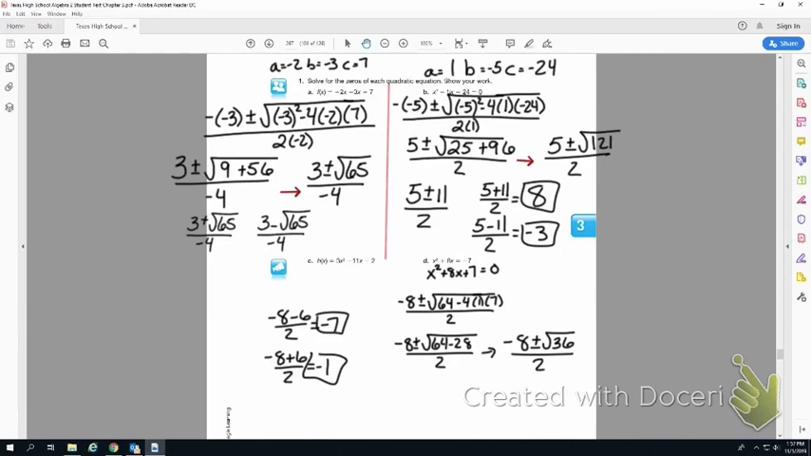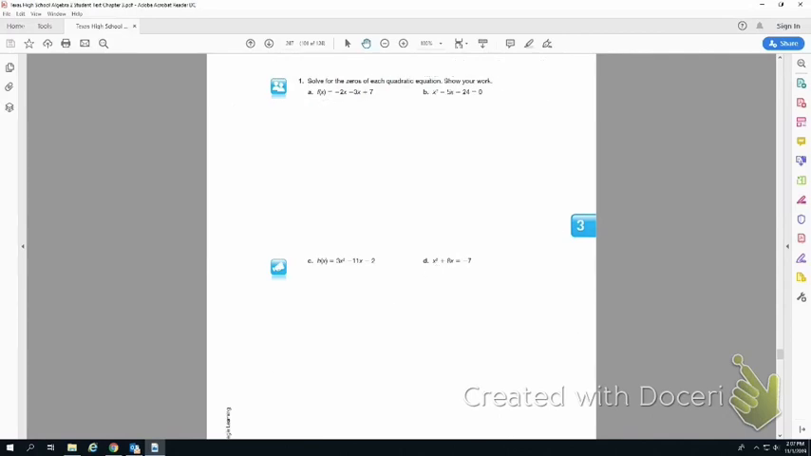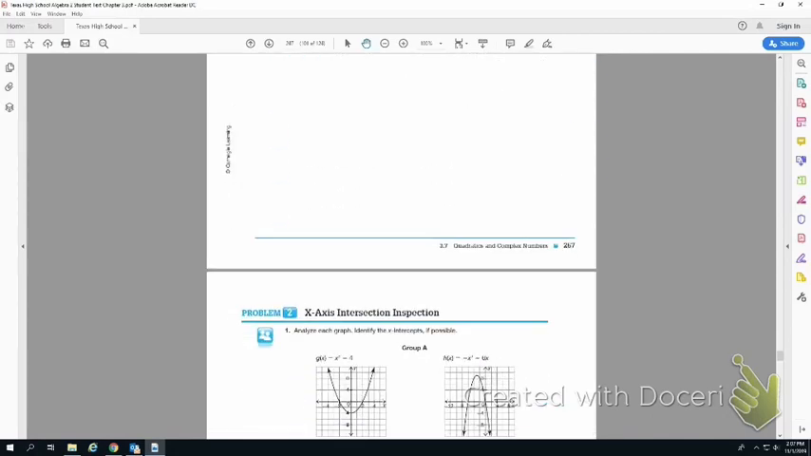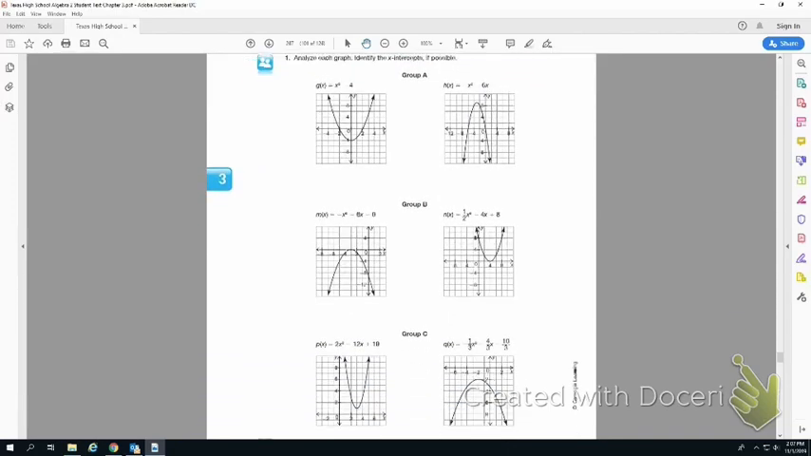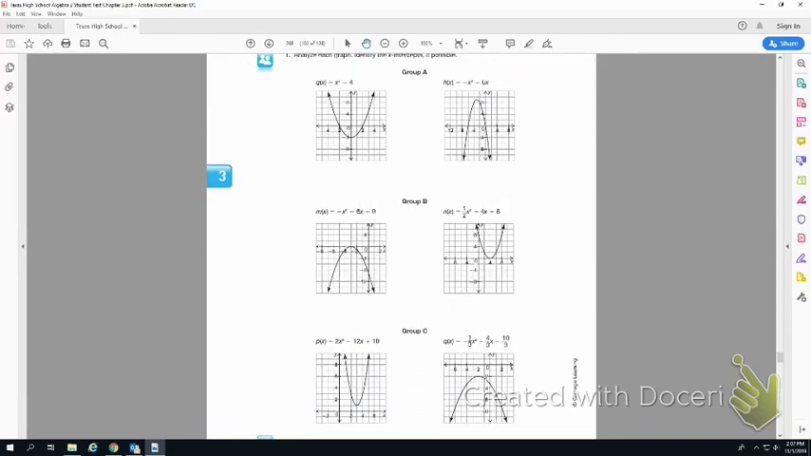There's the two answers that you should be getting to. -7 and -1. So on this next page, you've got 6 different graphs. Which we've already kind of identified that the quadratic formula is what solves for the x-intercepts. So we're going to look at these graphs and identify the x-intercepts on each one.